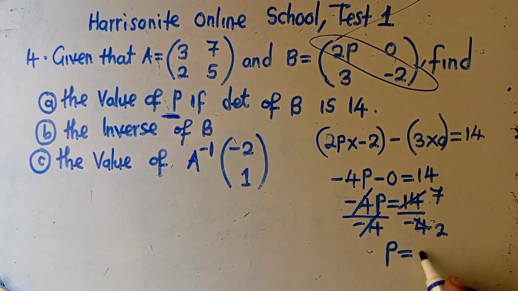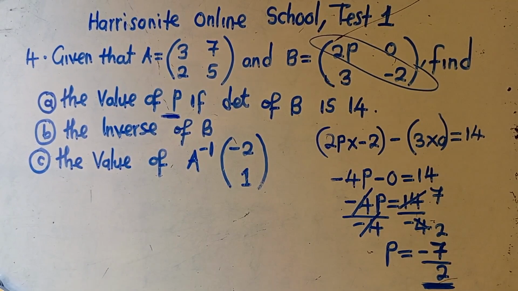2 there, it is 2. So negative goes on top. 7 over 2. That is the value for P. So that is the value for P, negative 7 over 2. This is what you are supposed to do.